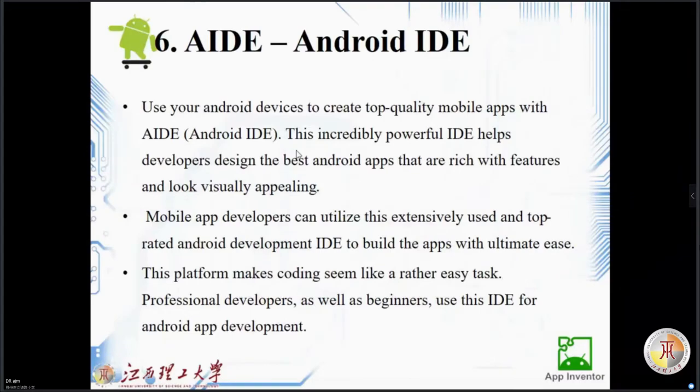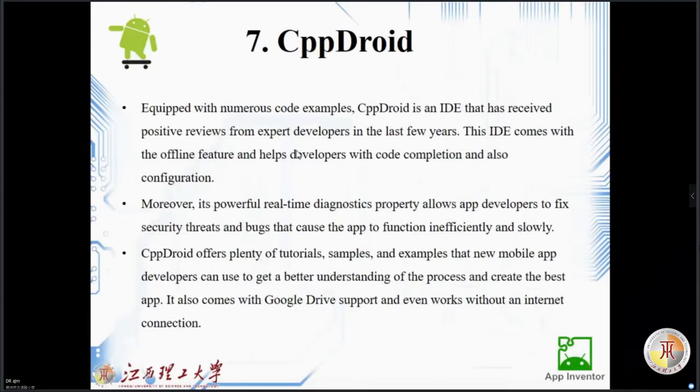CppDroid is equipped with numerous code examples and is an IDE which has received lots of positive reviews from experts in the last few years. This IDE comes with offline features and helps the developer with code completion and also configuration. Moreover, its powerful real-time diagnostics capability allows app developers to fix the security threats and bugs that cause the apps to function inefficiently and slowly. CppDroid offers plenty of tutorials, samples, and examples, and it comes with Google Drive support as well.